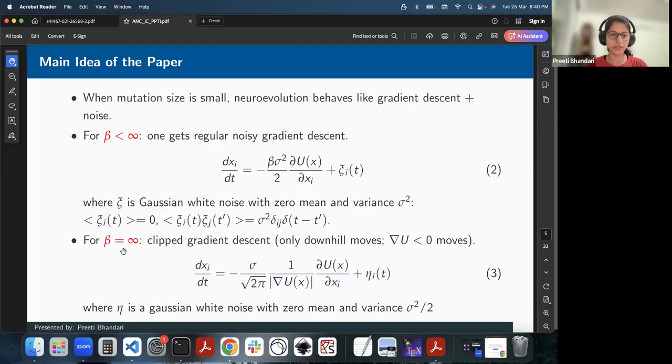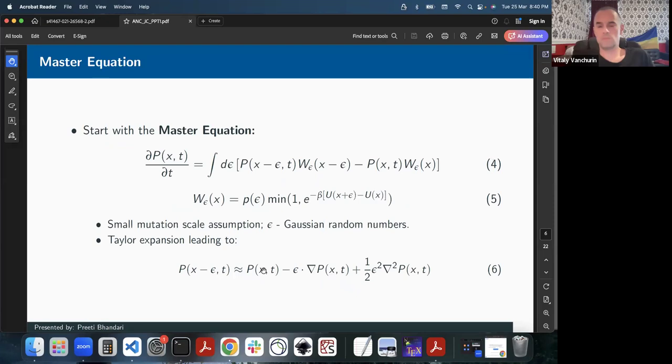And the beta equal to infinity case, that is T equal to 0 case, they call it clipped gradient descent. I'll tell you why it is called clipped. Basically, they are not allowing delta U greater than 0 moves at all. Only downhill moves will be allowed, so your equation also changes according to that. Now, from where do those equations come? Let's start with the master equation.